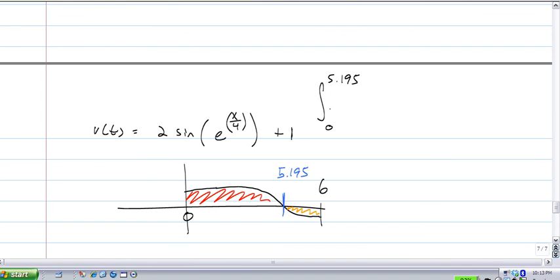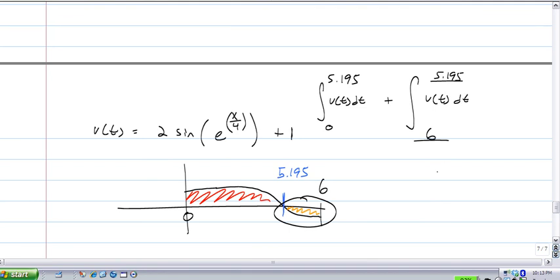So if you were going to get total distance out of this guy, you'd go integral from 0 to 5.195 of v of t dt plus, well, how do you make that positive? If you know it's going to be negative and you want to make it positive, you just switch the boundaries, upper and lower limits of integration, just flip-flop them. So instead of going from 5.195 to 6, you go from 6 to 5.195 of v of t dt.